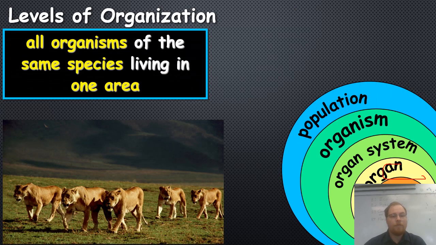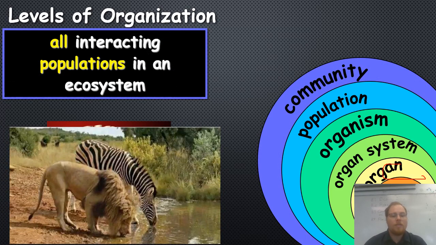Next up you have, and this is the new stuff, a population. A population is just all the same kind of species living in a particular area. Okay, so you can't say the population of lions in Africa is the same in all of Africa because there's different areas of Africa that lions live in. Now, in a specific area, a community is all the populations in an ecosystem.